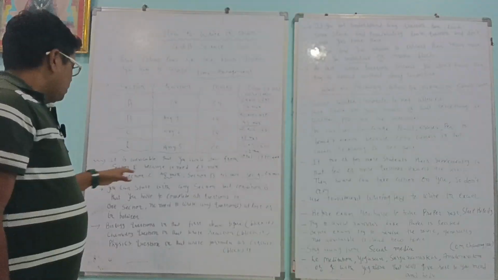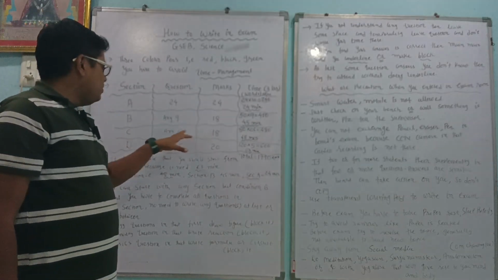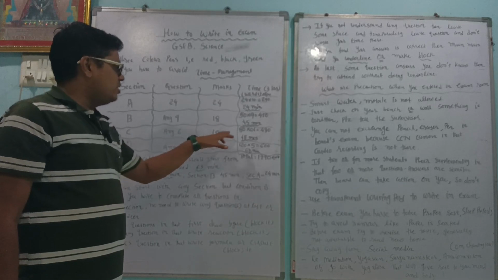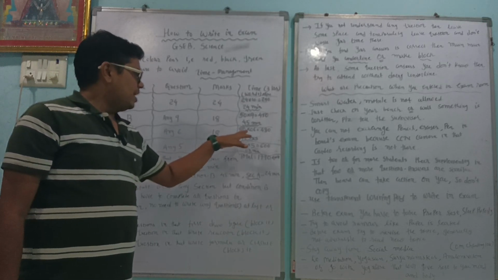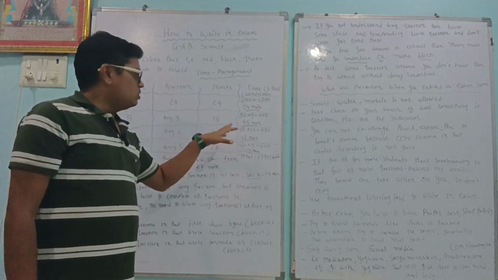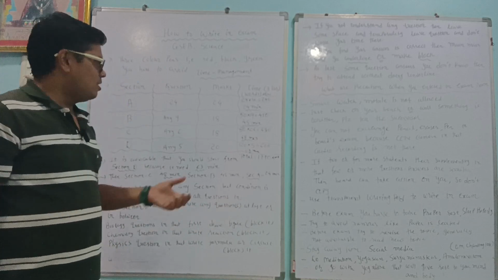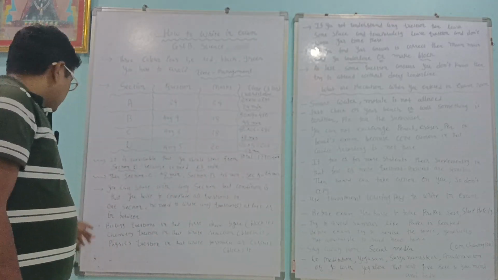Okay, then section C, 48 minutes. You can see section C has 6 questions, 18 marks, and in each question you have to write 80 words. So 6 questions make 480 words, and 48 minutes. So give section C the second preference, because you have to write more here compared to A and B.